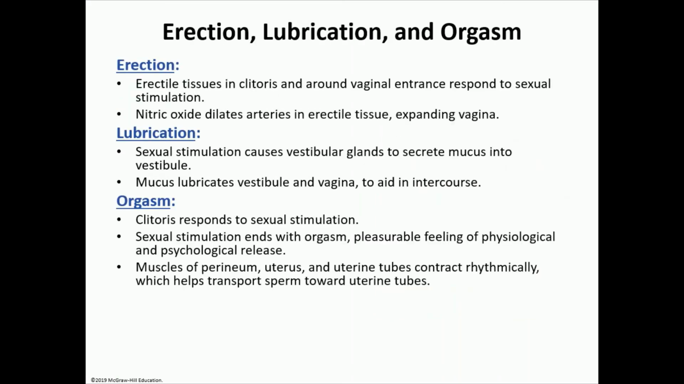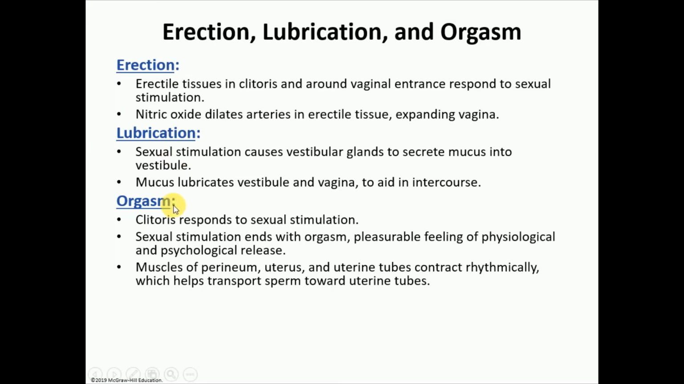Now for erection, lubrication, and orgasm. In erection, like I said, the erectile tissue found in the clitoris does respond to sexual stimulation. The nitric oxide that is released will lead to the erection of that tissue and the expansion of the vagina. Then there's lubrication due to the vestibular glands that release mucus.